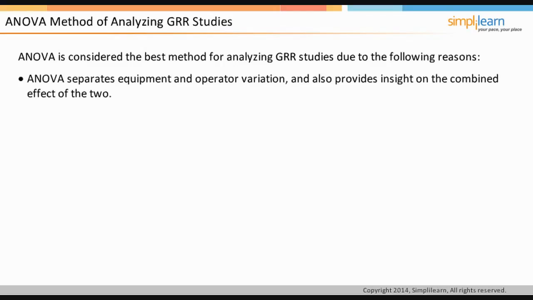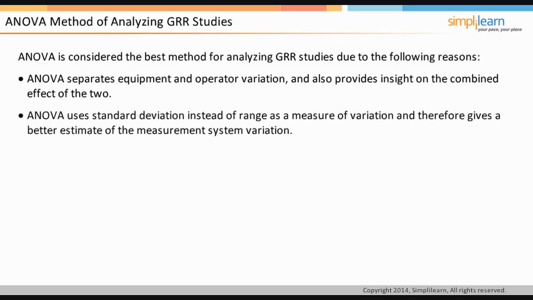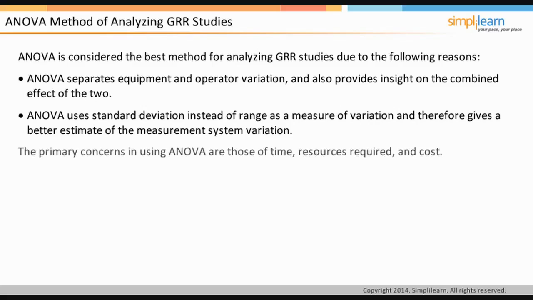The first being ANOVA not only separates equipment and operator variation, but also provides insight on the combined effect of the 2. Second, ANOVA uses standard deviation instead of range as a measure of variation, and therefore gives a better estimate of the measurement system variation. The one drawback of using ANOVA is the considerations of time, resources, and cost. In the next screen, we will understand how MSA can be interpreted.